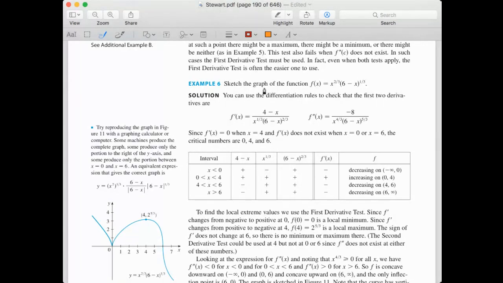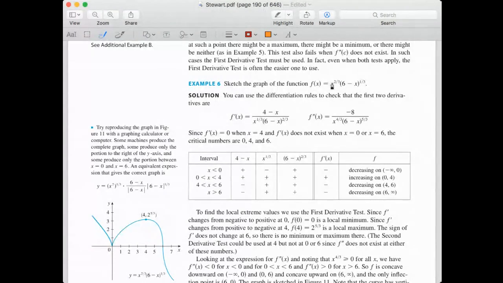Okay, so we want to sketch this graph. Let's get as much information as possible, right? We may find roots, y-intercepts. Roots are x-intercepts, right? We can use the first derivative, we can use second derivative tests. All right, let's follow this.